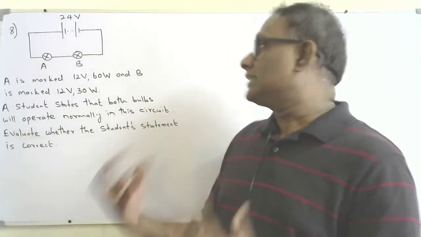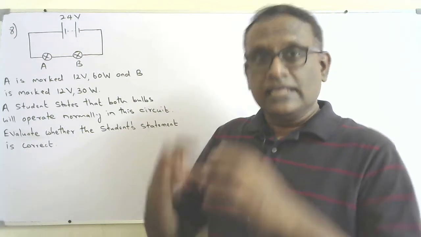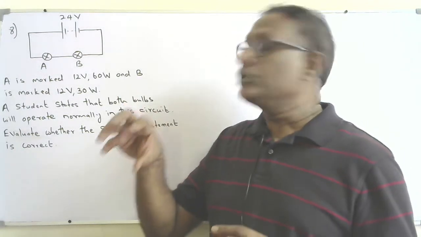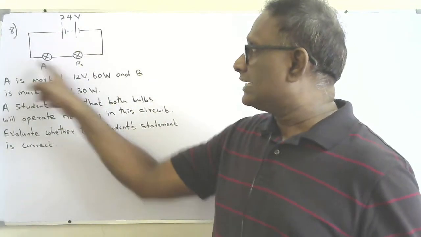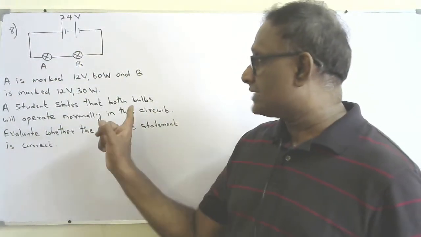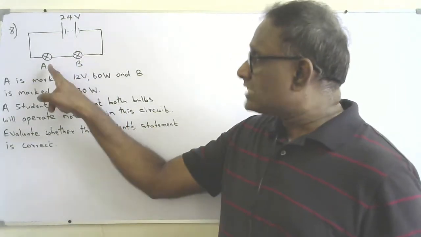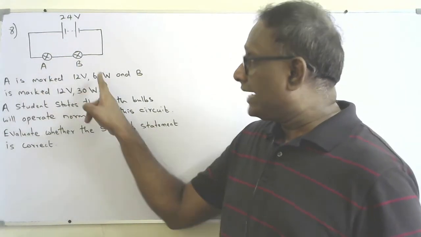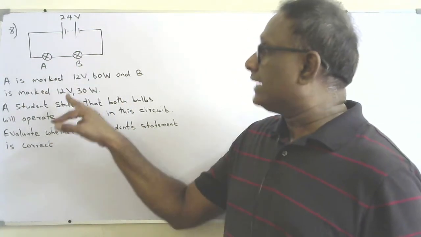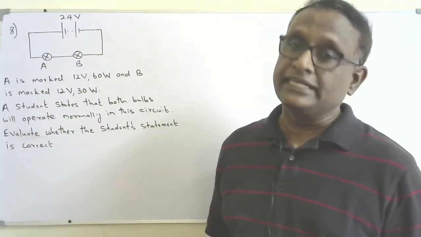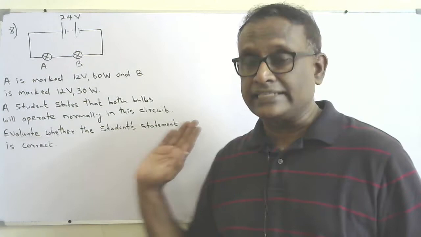So normal condition means in a circuit, if a component is in normal condition, that component is getting the required voltage. So here, these two bulbs are connected in series, and the student says that both bulbs will operate normally. That means the student says that this bulb will get 12 volt and the power output from this bulb will be 60 watts. This bulb will get 12 volt and the power output will be 30 watts. So the question is, evaluate whether the student's statement is correct here.